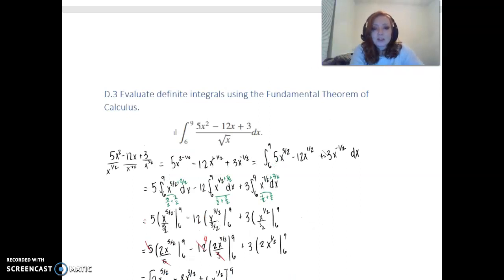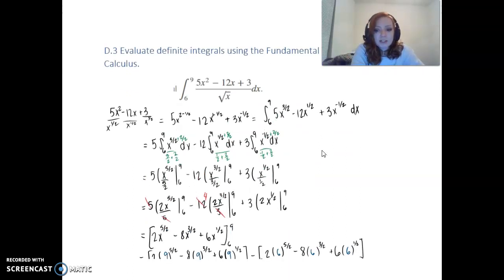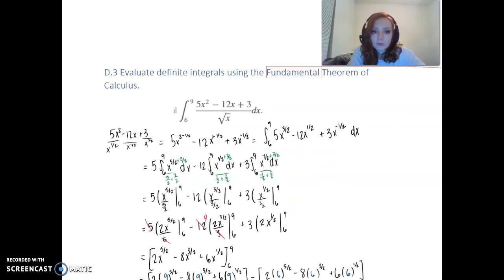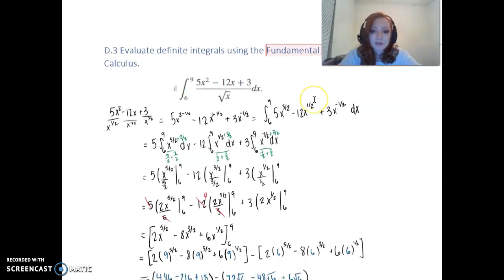Evaluate definite integrals using the fundamental theorem of calculus. So this states basically that if we can find an antiderivative for the integrand, then we can evaluate the definite integral by evaluating the antiderivative at the endpoints of the interval and subtracting.